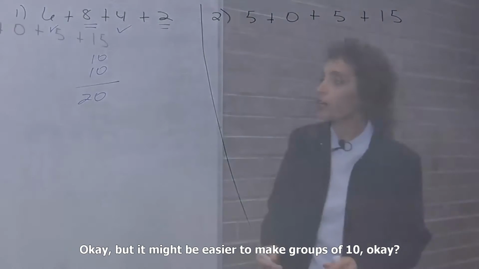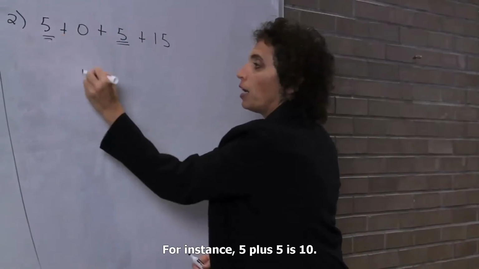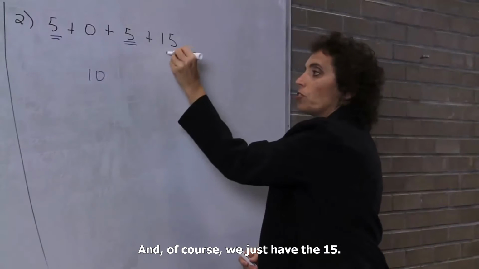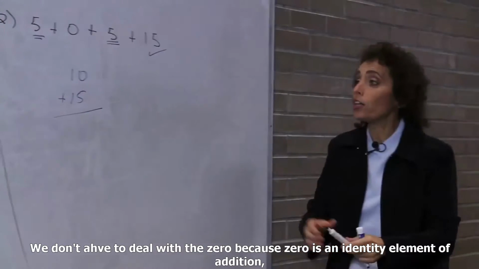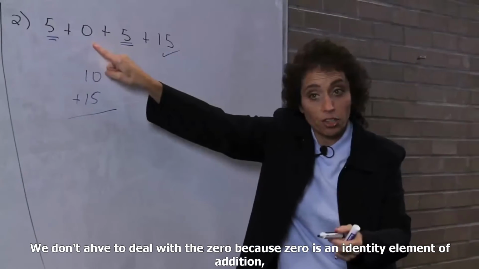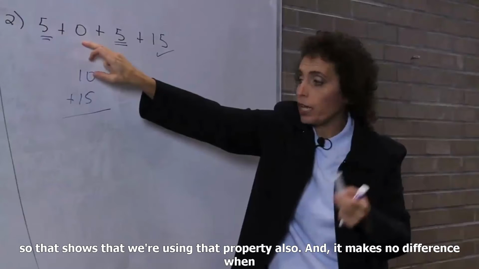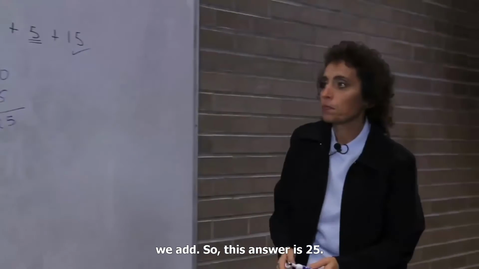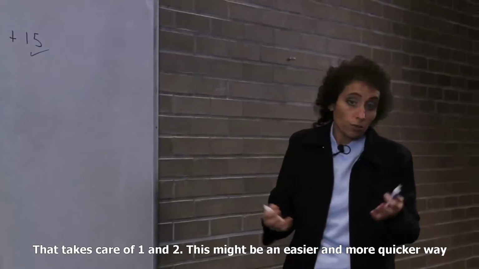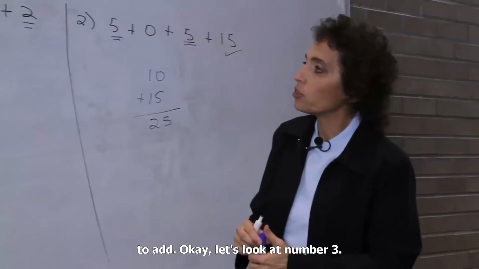Okay, but it might be easy to make groups of 10. For instance, 5 plus 5 is 10, and of course, we just have the 15. We don't have to deal with the 0 because 0 is an identity element of addition, so that shows that we're using that property also, and it makes no difference when we add. And so this answer is 25. So that takes care of 1 and 2. It just might be an easier and quicker way to add.